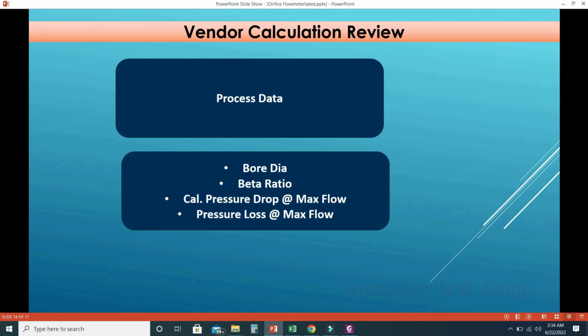Apart from this information, if all of it is in line, then a few more pieces of information we also have to provide in our data sheet during the PR preparation, like Reynolds number we can put there, flow coefficient we can put there, uncertainty value we can put there, head loss we can put there. So these are the calculated values we can put in our technical data sheets after the finalization of the vendor.